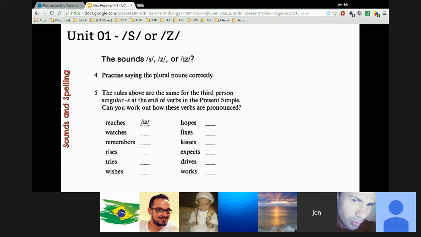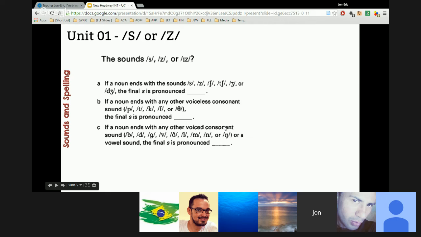And Sergio, the third one, what would that be? Remembers. Okay. So is that the S or the Z sound? It's an S. It's a Z. I see. It is. Because look. I hear an S. No. You hear Z. Because remember, your vocal cords are moving. Put your fingers on your throat and feel. Remembers.